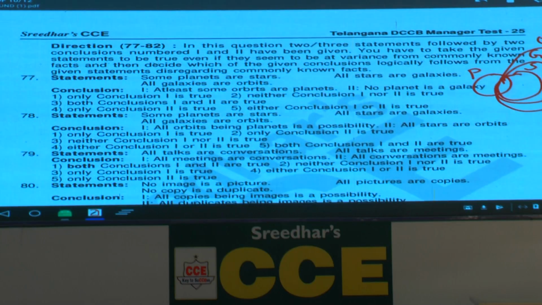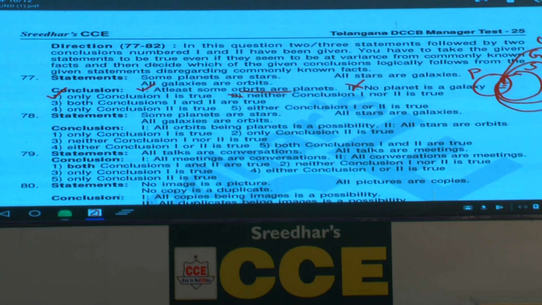Hence with the help of this basic diagram, then what is the first conclusion here? First conclusion, some orbits are planets. Tell me whether some orbits are planets are true or not. Definitely true. Then second one, no planet is a galaxy. No planet is a galaxy will be false, because some of the planets are galaxies is true. Hence only conclusion 1 is true. Only conclusion 1, choice 1. Question number 77, it is choice 1 is the answer.